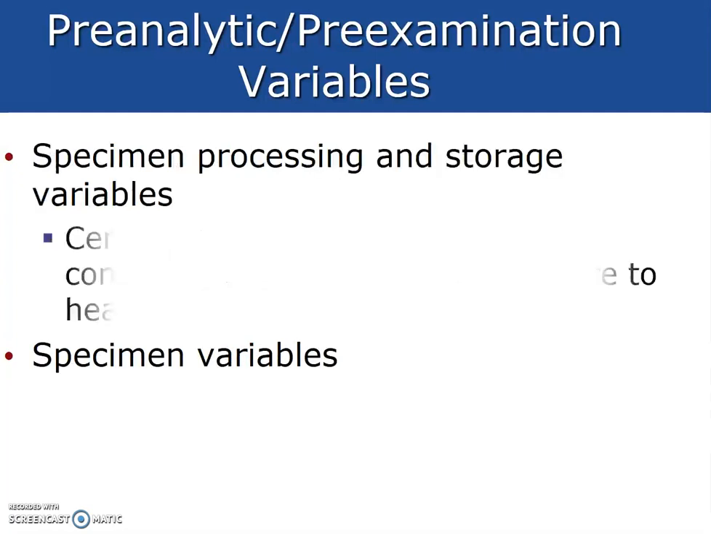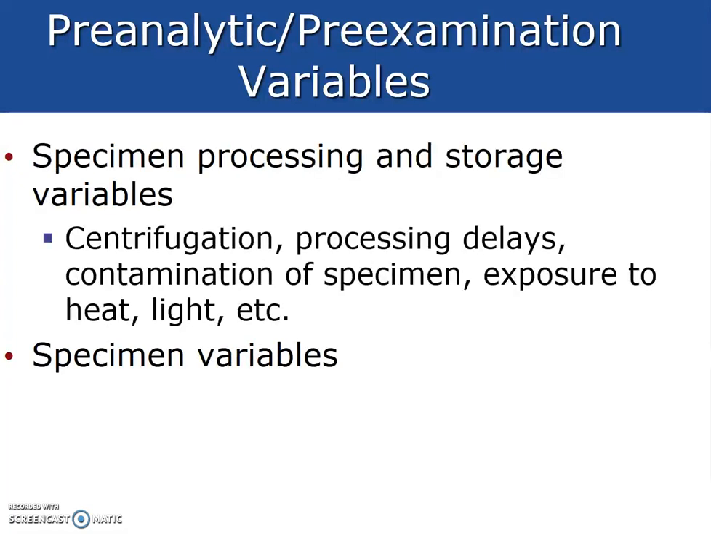Specimen processing and storage variables: centrifugation, processing delays, contamination of specimen, and exposure to heat or light. There are some tests that require a specific protection from light, otherwise the specimen starts to be exposed and starts breaking down. Processing delays, we forgot to centrifuge the specimen. The specimen didn't get transported at the proper temperature. Contamination of the specimen, an example of this would be we touch a venipuncture site after we cleaned it, and therefore now we have contaminants in that specimen.